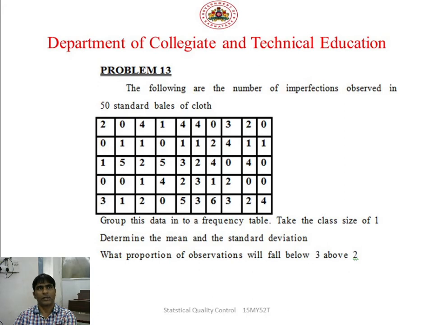So the following are the numbers of imperfections observed in 50 standard bales of cloth. Here 10 readings are given in one row, and there are 5 rows, so the total is 50 readings. Group this data into a frequency table. Take the class size of 1, and determine the mean and standard deviation. What proportion of observations will fall below 3 and above 2? So he has asked that question.